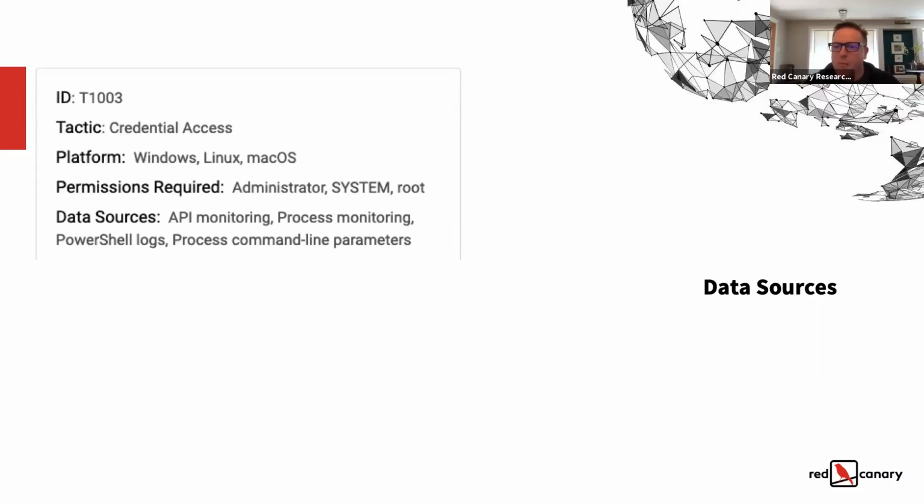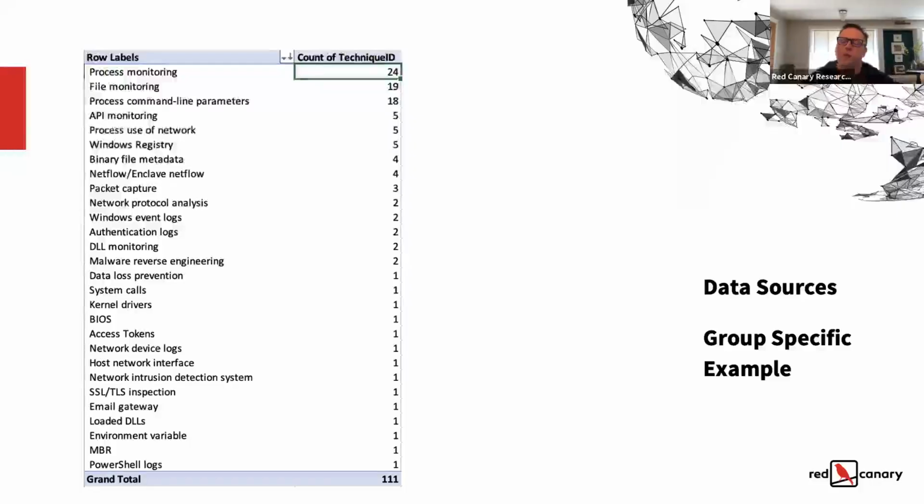So what you're looking at here is we took the data sources associated with the techniques for this group, and stacked them up in a pivot table in Excel. This is not anything really fancy, and see which data source provides us the most visibility. Process monitoring stands out really quick, and also file and command line as well.